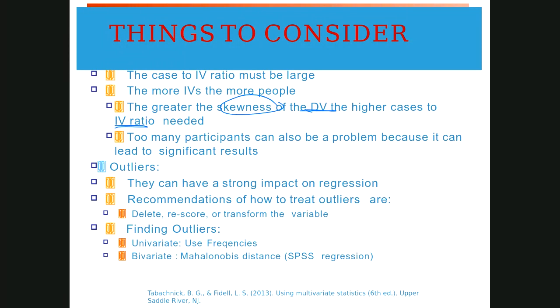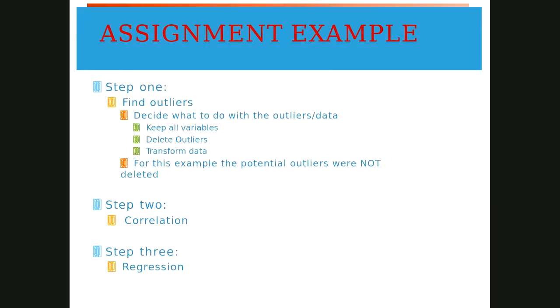Again, our options when we have outliers are to delete, rescore, or transform the variable. I'm going to go through an example with this. In terms of finding outliers, we look for frequencies and box plots, skewness, kurtosis, z-scores, and for a bivariate regression, we use Mahalanobis distance, but that's not something that's required in this class. So our first step is to find outliers, whether we're looking at correlation or regression.